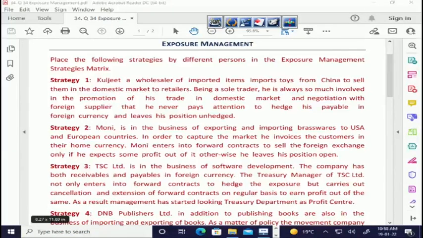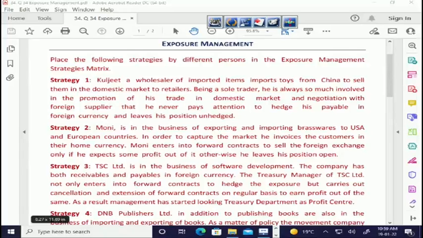Kuljit, a wholesaler of imported toys from China, sells them in the domestic market to retailers. Being a sole trader, he is always so much involved in the promotion of the trade in the domestic market and negotiation with foreign supplier that he never pays attention to hedging payables in the foreign currency. So he doesn't have time, he neglects it and leaves the exposure unhedged. This is high risk, low reward. High risk, low reward. It is obvious.